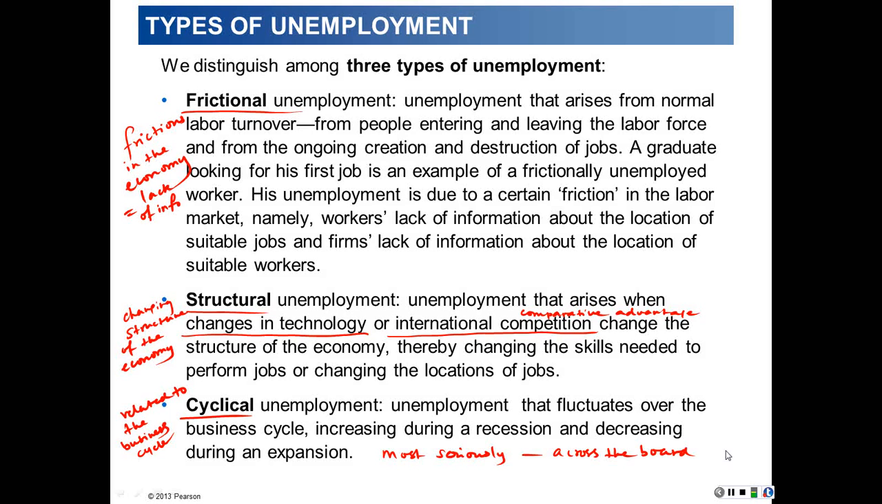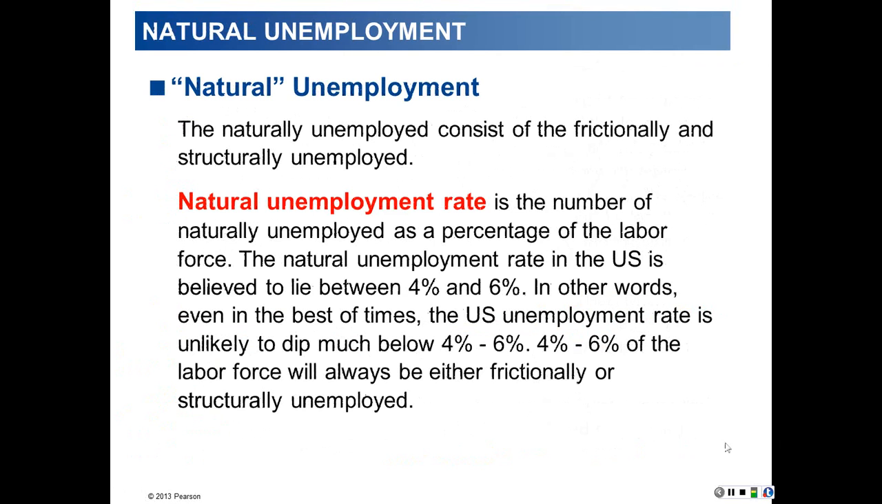Now the first two, frictional and structural, make up what is called natural unemployment. So who are the naturally unemployed? They consist of the frictionally unemployed and the structurally unemployed. Now, why are these two kinds of unemployment considered to be natural? They are considered to be natural because the lack of information that led to frictional unemployment is considered to be a natural phenomenon. Also, changing technology and changing patterns of comparative advantage are also considered to be naturally occurring.